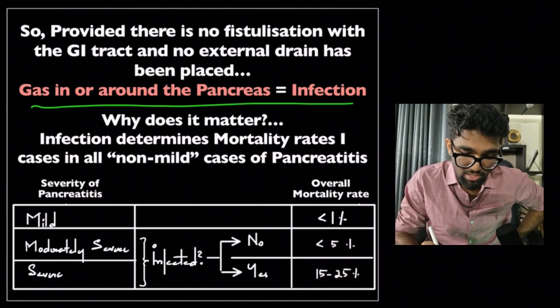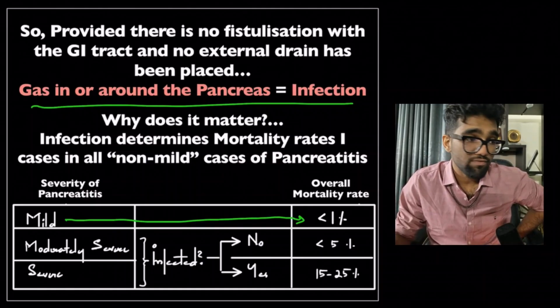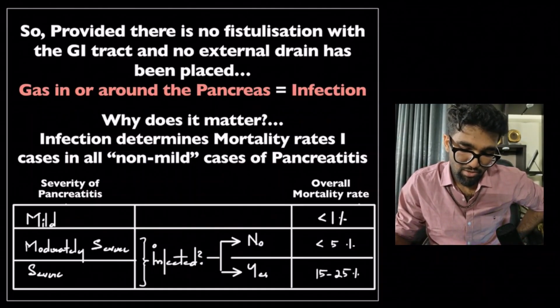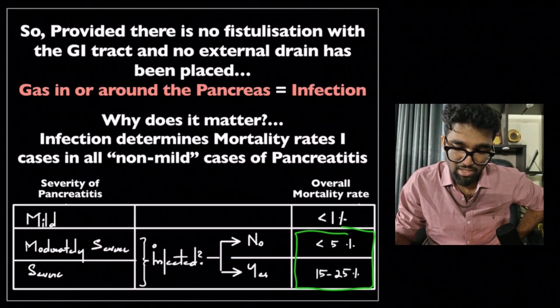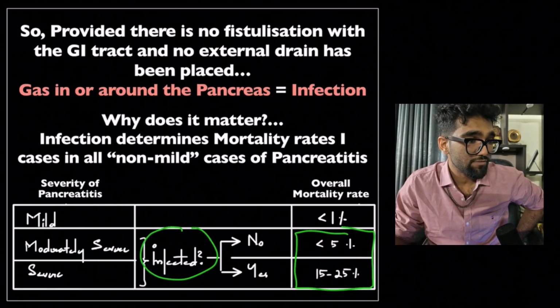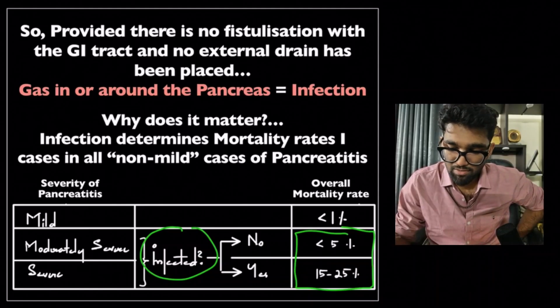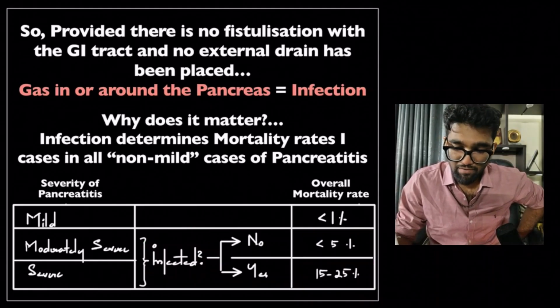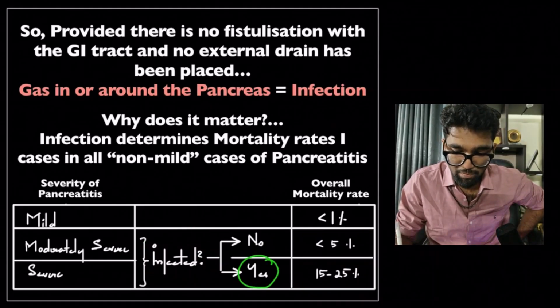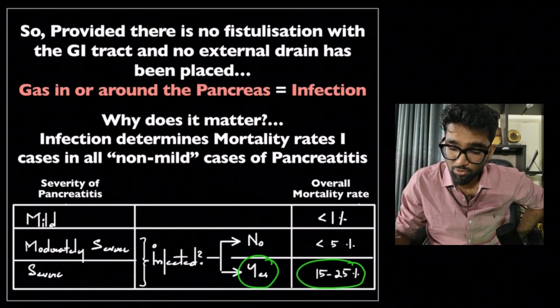So as you can see, mild pancreatitis usually will not get affected by infection, and the overall mortality rate is less than 1%. So very, very rare. Whereas in moderately severe and severe pancreatitis, the mortality rates are dependent very heavily on the presence or absence of an infection. If an infection is not present, in both moderately severe and severe pancreatitis, the mortality rates are less than 5%. Whereas if an infection is present, the mortality rates increase to almost one fourth, that is 15 to 25%.